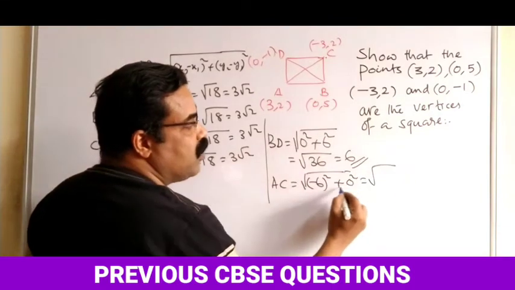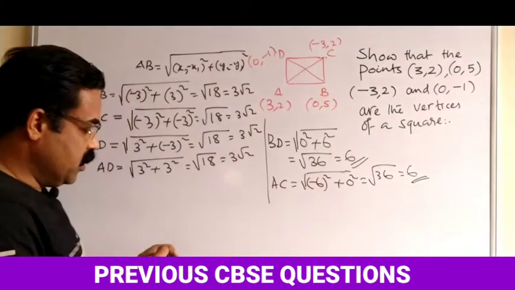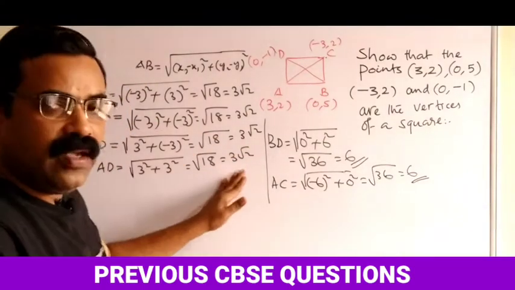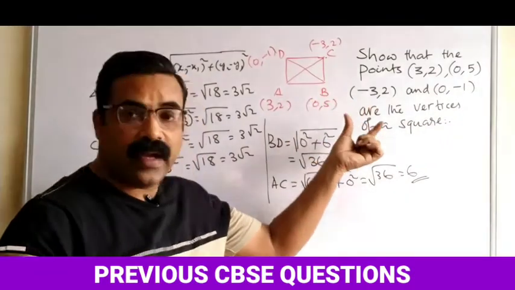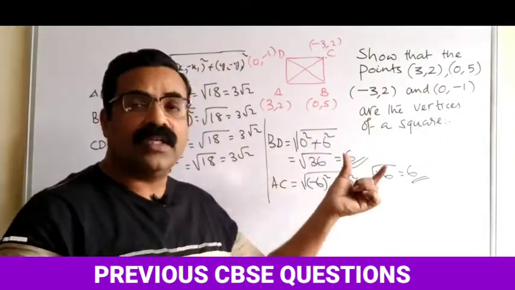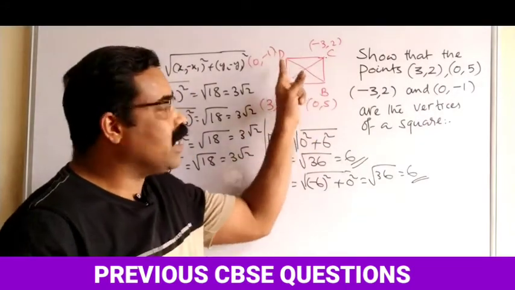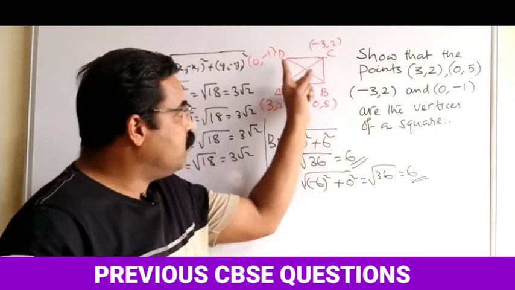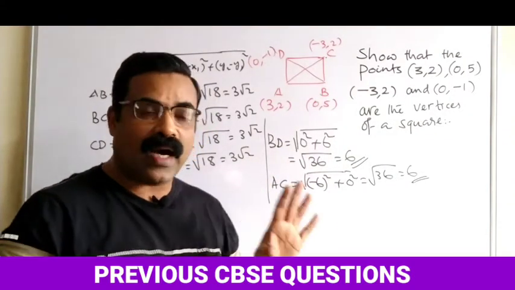So this again we got root 36 equal to 6. So from all these things we found that these points are the vertices of a square because we got all the four sides equal and both the diagonals equal. So finally you can conclude your answer.